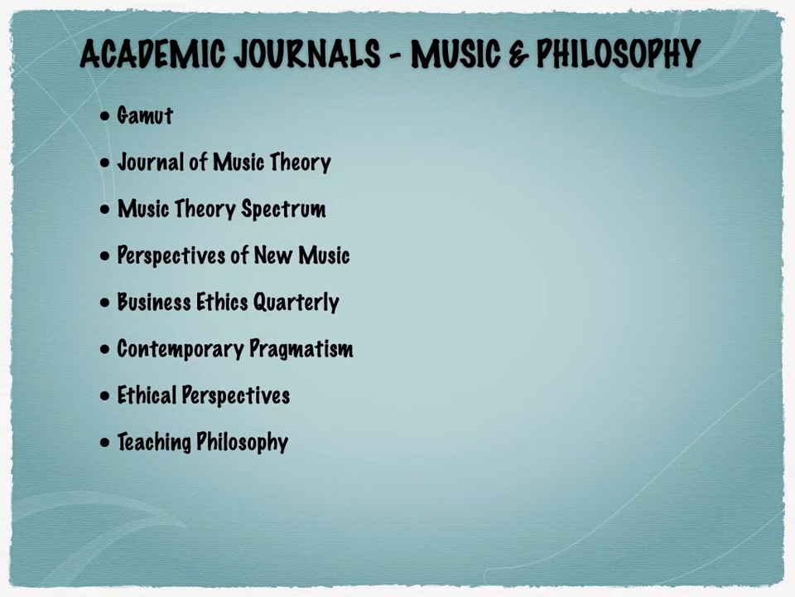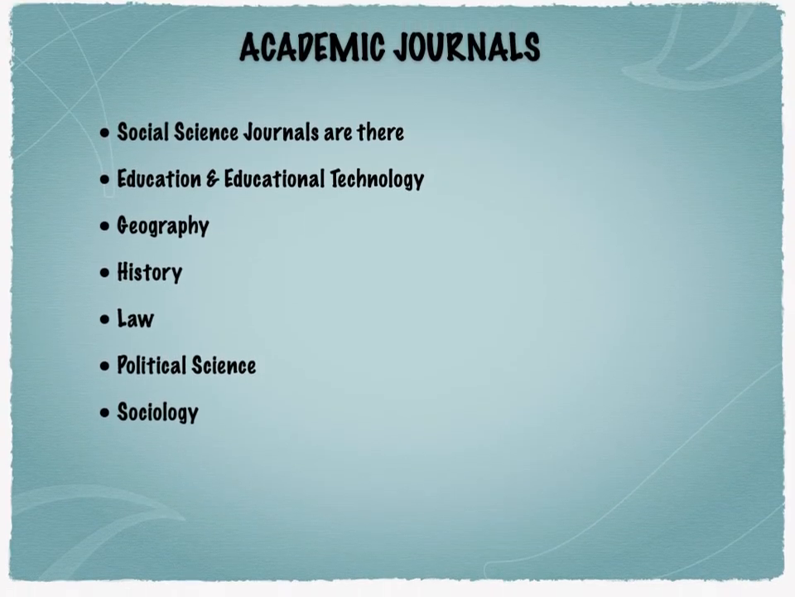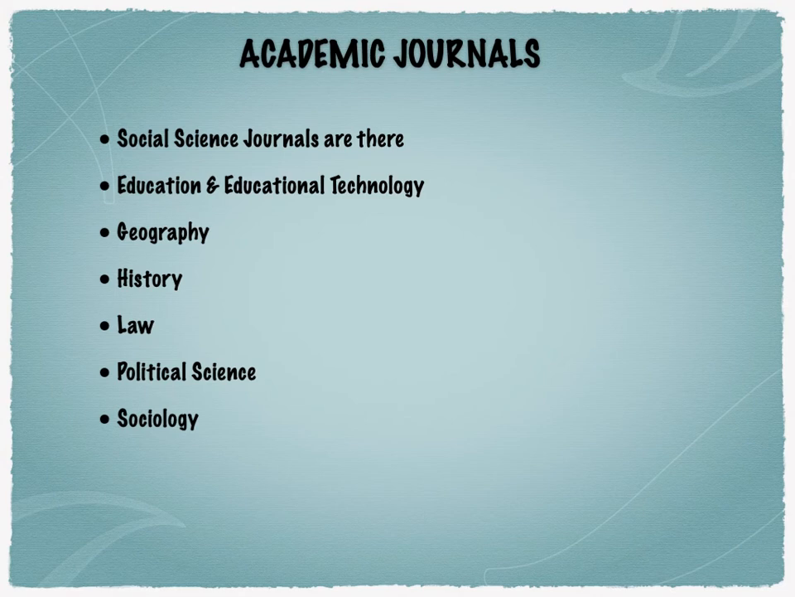Again, this is something related with music and philosophy. For music, you have what you call Gamut. Then there is Journal of Music Theory, Spectrum, Perspectives of New Music, etc. And then comes philosophy and ethics: Business Ethics Quarterly, Contemporary Pragmatism, Ethical Perspectives, Teaching Philosophy, etc. Again, there are so many academic journals which come under different disciplines and categories. Social science journals are there, education and educational technology journals are there, science journals are there, geography, history, law, political science, sociology, etc. So they all come in different varieties.